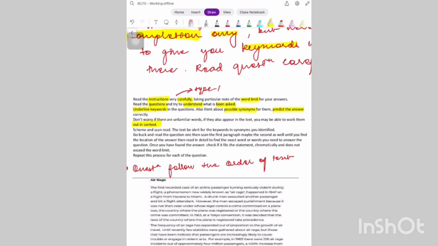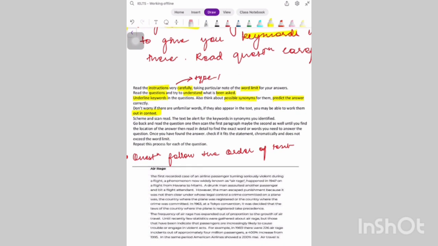Skim and scan, read the text. So this is skim and scan. Be alert for keywords and synonyms you identified.